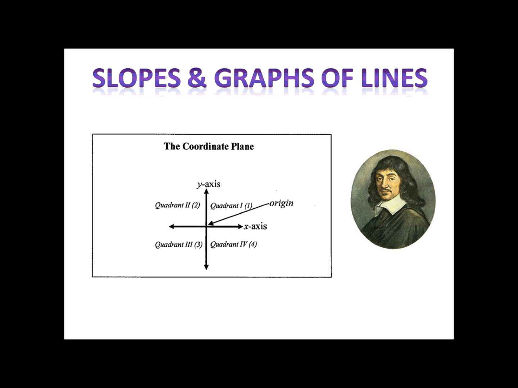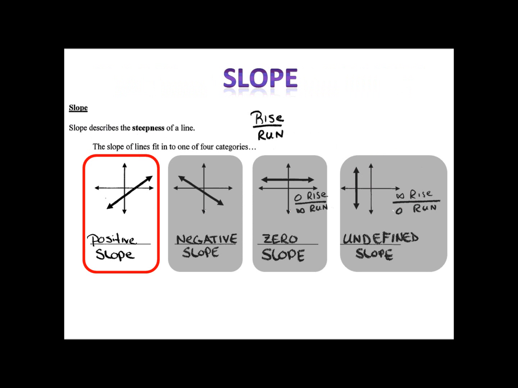We sometimes call the coordinate plane the Cartesian plane in honor of René Descartes, the mathematician you see on the screen in front of you. René Descartes used the coordinate plane to do a great deal of work in geometry. When we talk about graphs, we often talk about the slope. Slope describes the steepness of a line.